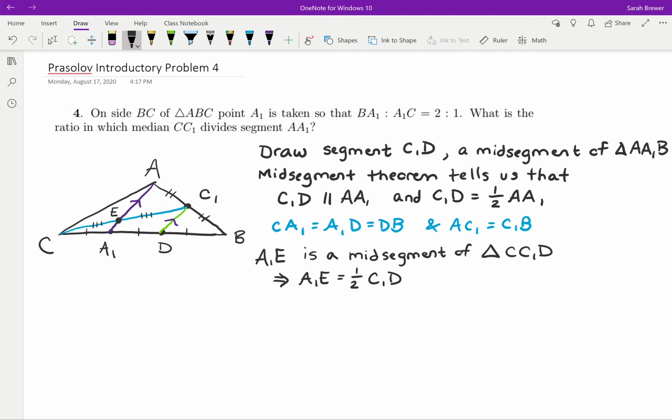And I'm going to pause for just a minute. Okay, so sorry about that. So A1E is equal to half of C1D.